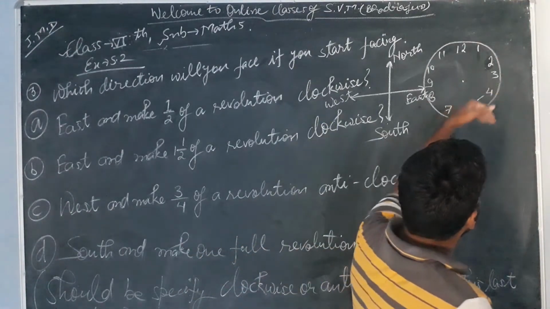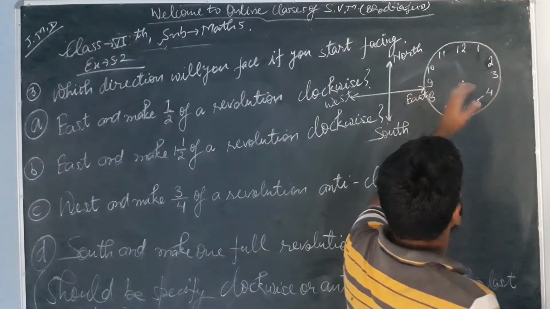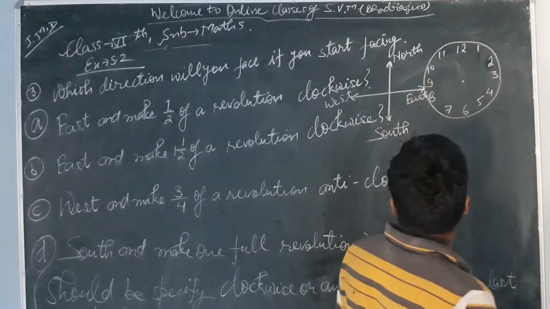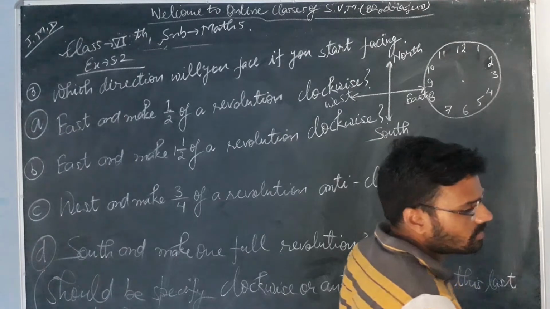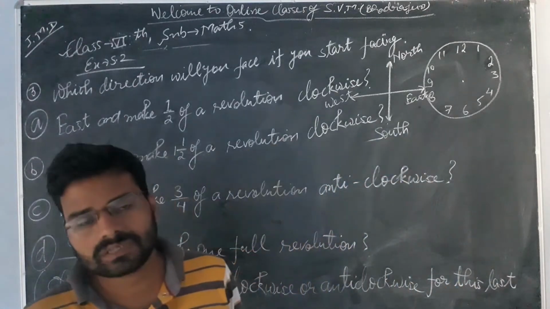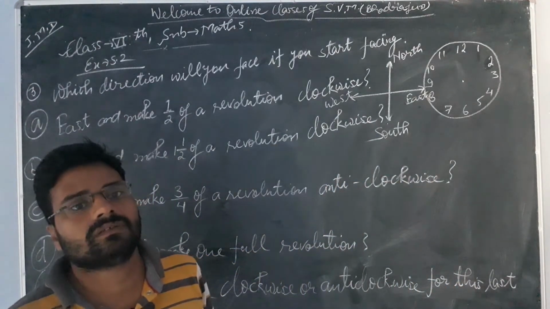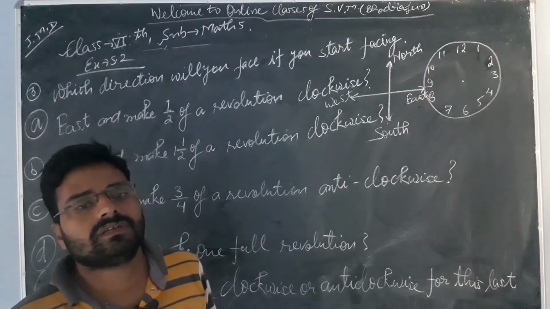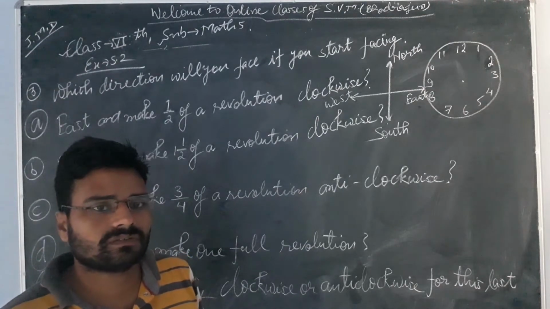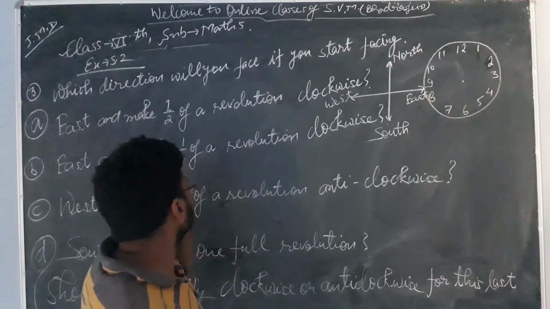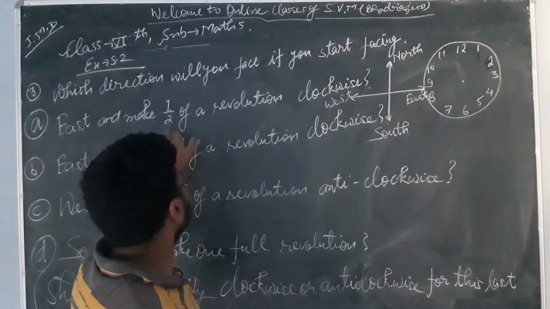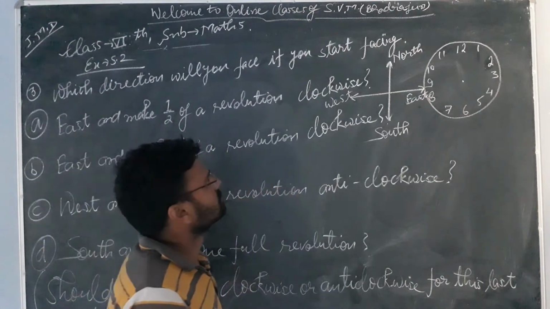Clockwise means in this direction. If we take anti-clockwise, then also we will come to our west. So there is not a major difference, not a single difference, whether we take our half revolution clockwise or anti-clockwise.